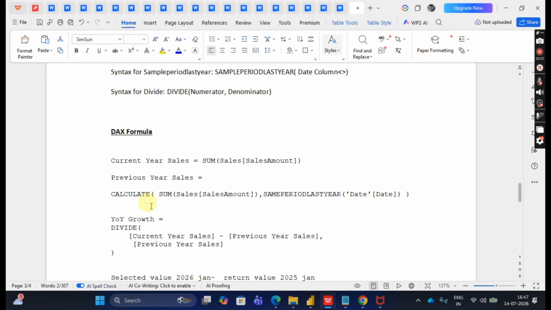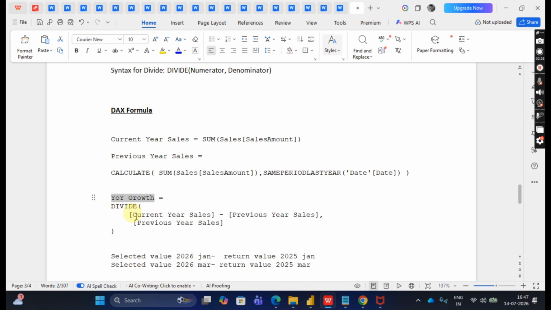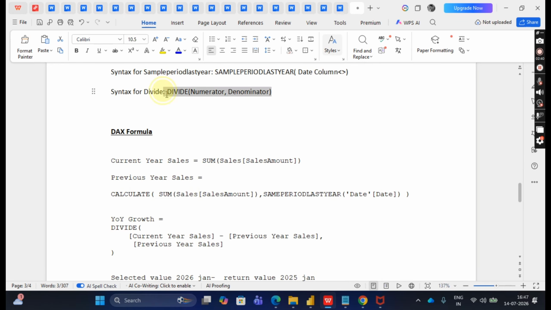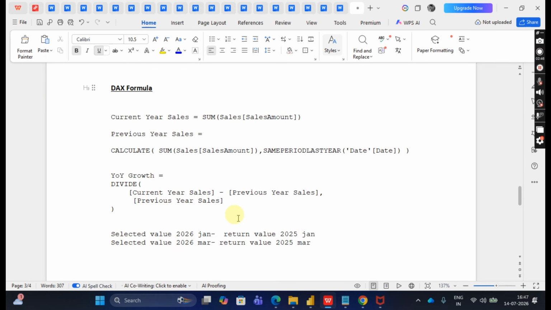So now let's calculate the year-on-year growth. First we subtract the previous year sales from the current year sales to find the increase in the sales amount. Then we divide the increase by the previous year sales. We will use the DIVIDE function because it safely handles division and avoids errors if the denominator is 0.